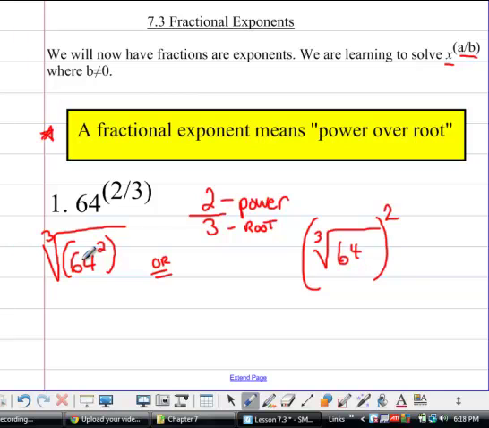For this one, it asks me to do 64 squared first. It's way too big. I don't want to do it that way. I'm going to look at it this way. I'm going to do the root first. The cube root of 64. Now that's pretty easy. That's 4. I still have the squared. 4 squared is 16.